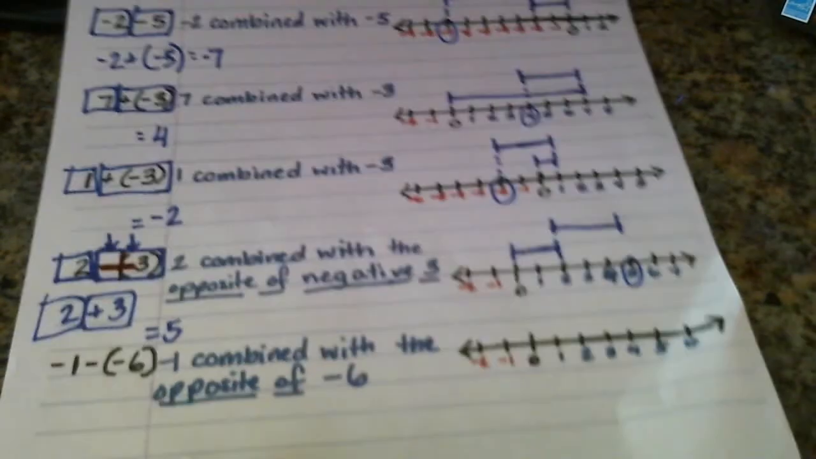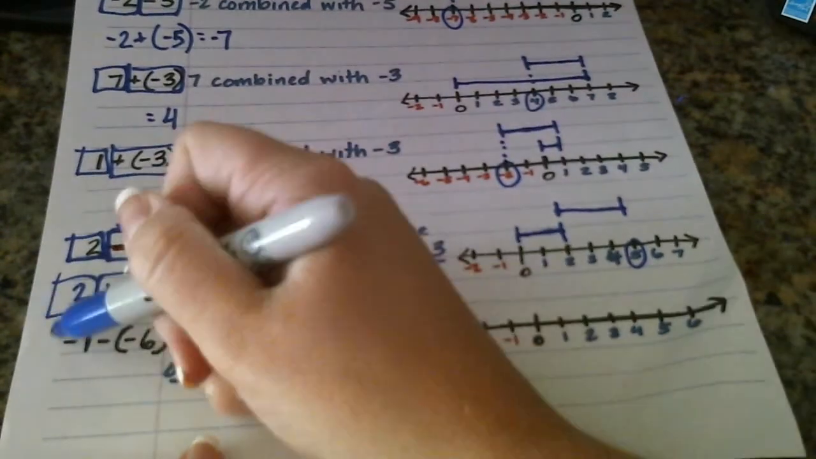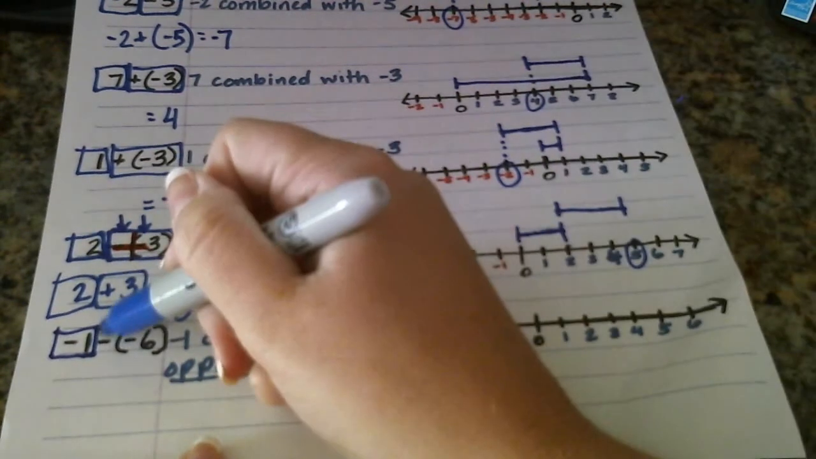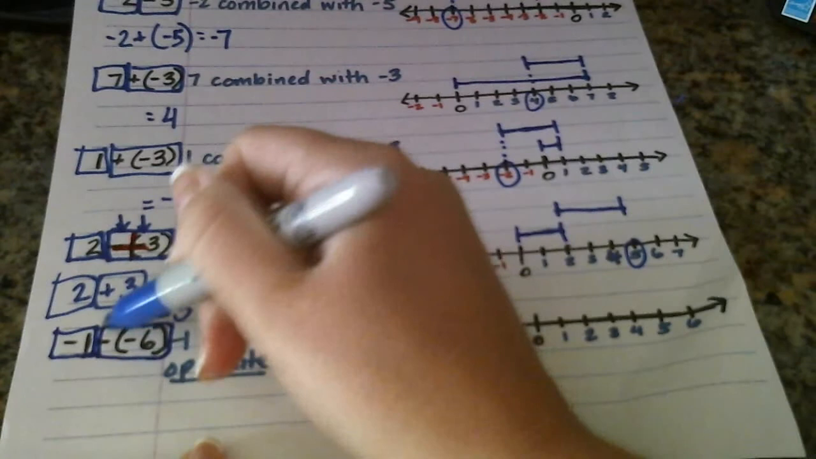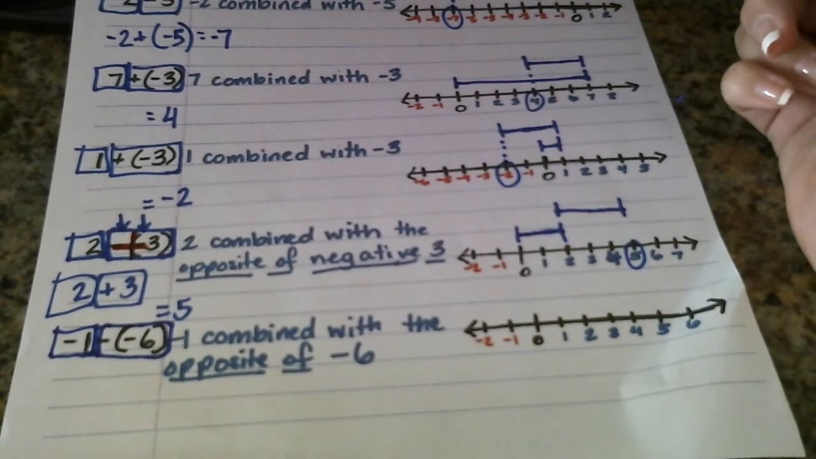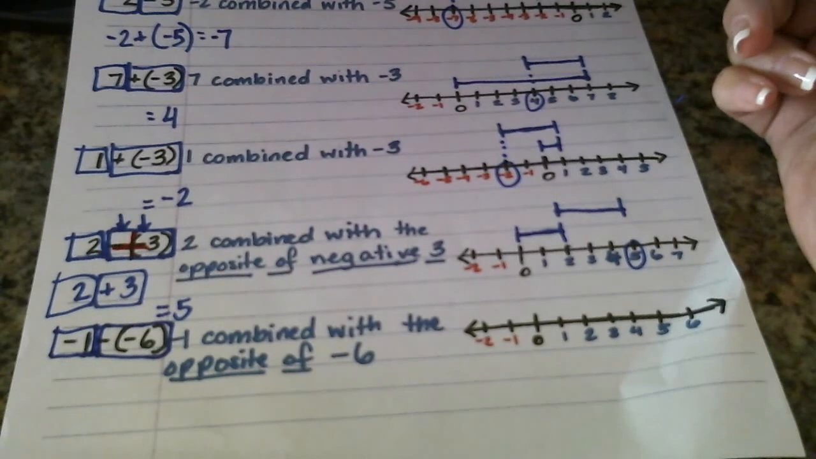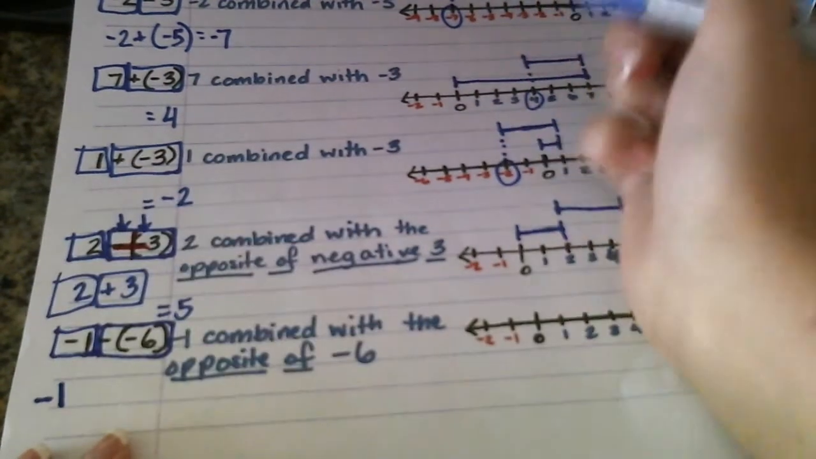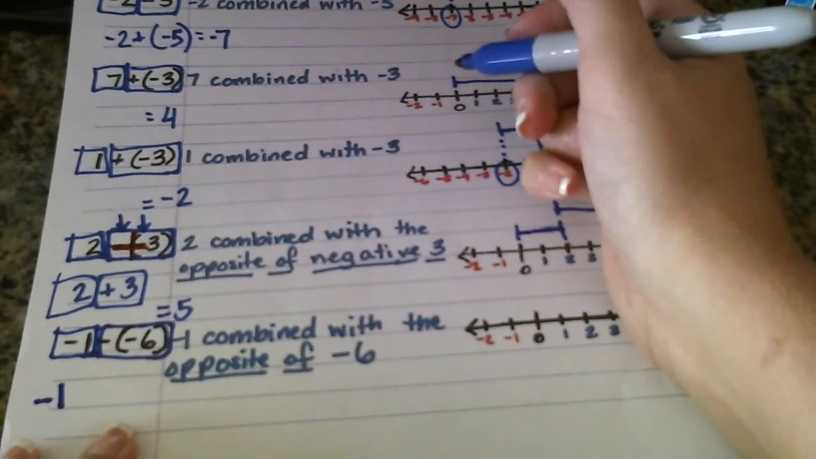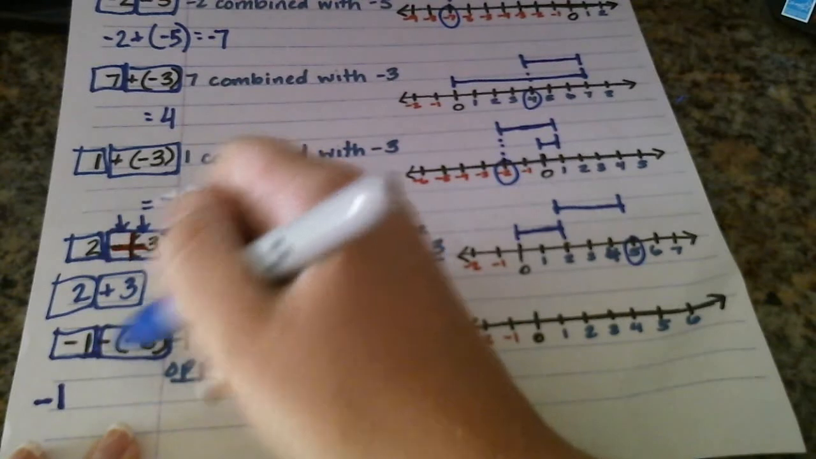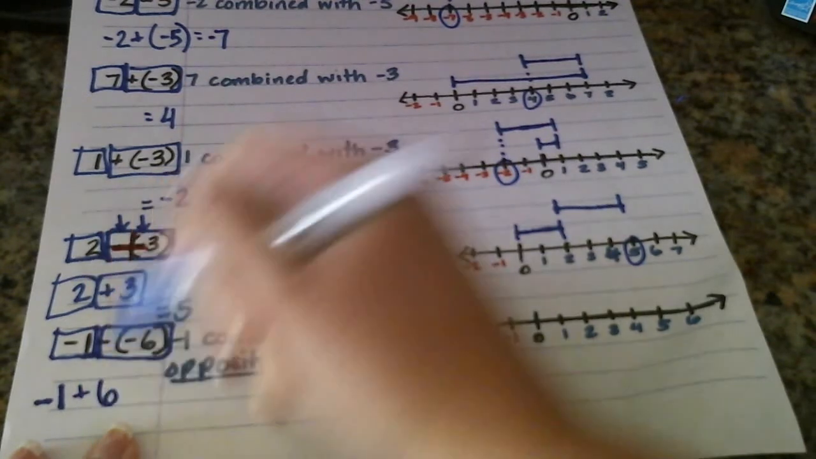Let's move on to the last example. We're combining here negative 1 with the opposite of a negative 6. And the opposite of a negative 6 would be a positive 6. So I'm going to rewrite this. I'm combining negative 1 here, not with the opposite of a negative 6. Well, it would mean the same thing. But the opposite of a negative 6 is a positive 6.